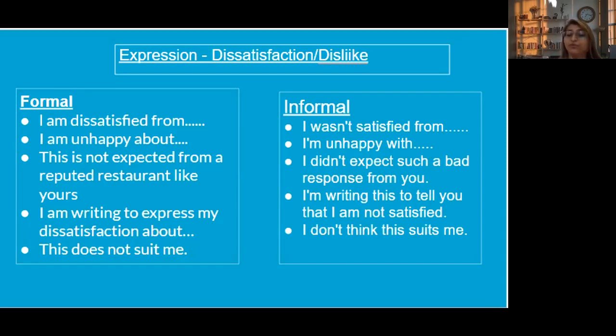That means it improves your communication skills. I am unhappy about, I am unhappy with. So you can see the difference between formal and semi-formal, right? So please learn the formal and the informal statements also, so that you know the difference and how to use them.